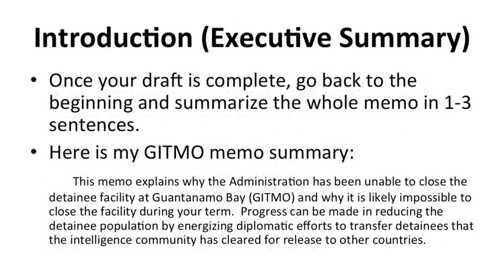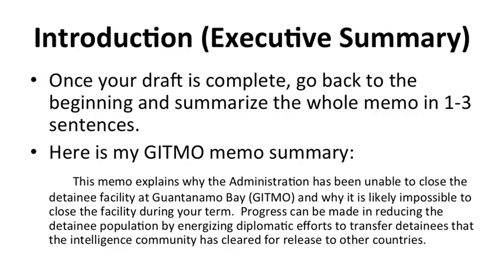Okay, well now it's time to go back and do the really hard thing, which is to create your executive summary. Again, remember, you want to have a couple sentences here, so if they are the only ones that the decision maker reads, you are getting your point across. So here's my GITMO memo summary. I say, the first thing the president reads: this memo explains why the administration has been unable to close the detainee facility at Guantanamo Bay and why it's likely impossible to close the facility during your term. In one sentence, I've totally synthesized the core elements of my memo. I haven't explained why I believe this, but I have explained what my conclusions are.